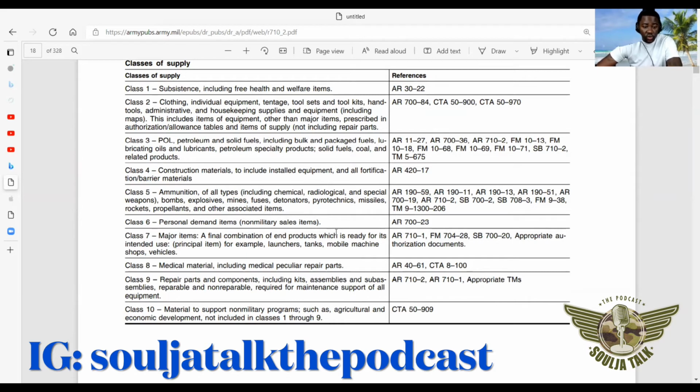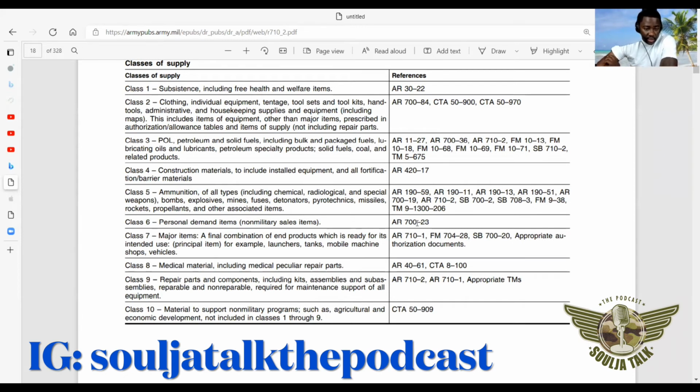Usually for class 7 items, the PBO has to sign for them. So if you have a lateral transfer or anything for class 7, your PBO representative will have to be at the SSA to sign for those items, or whoever is on the 1687 to sign for those items. Usually the supply sergeant or anybody else can't accept those items at the SSA without your PBO representative there to sign for it. So that was class 7.